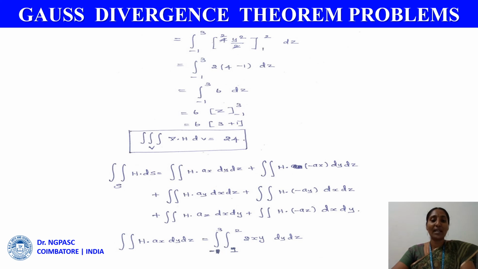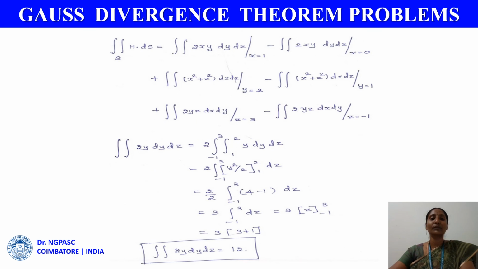So first we calculate H dot ax. We substitute here, ax gives 2xy dy dz. What is the value here? We substitute for this part x equal to 1, and for the other x equal to 0, so the x limit is 0 to 1. The y limit is 1 to 2, and z is from minus 1 to 3. So we substitute 2xy dy dz.